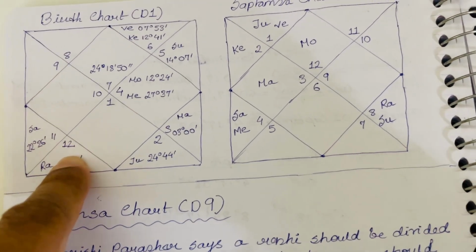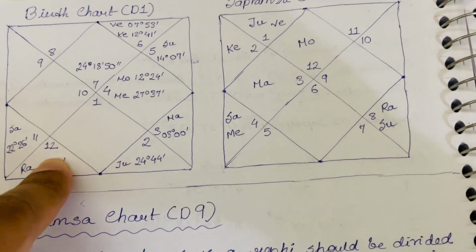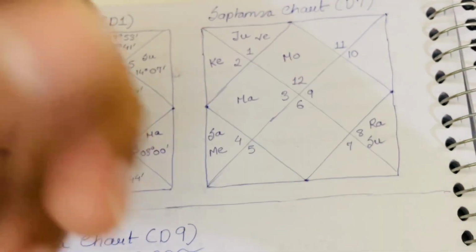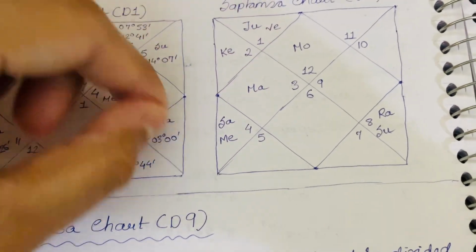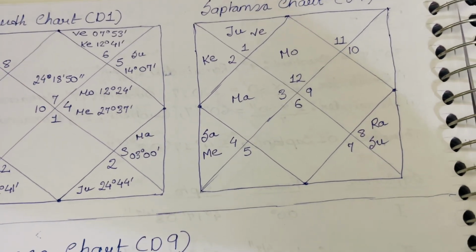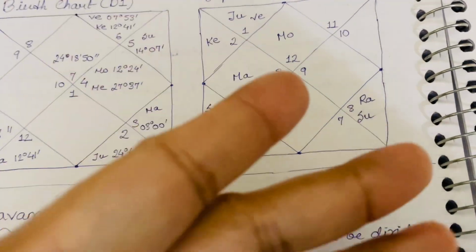So the ascendant for the Saptamsha chart becomes Pisces. So Pisces is the lord of the first house. Similarly, now you label the lordship of all the remaining 11 houses based on a systematic procedure. All right, this is very clear.